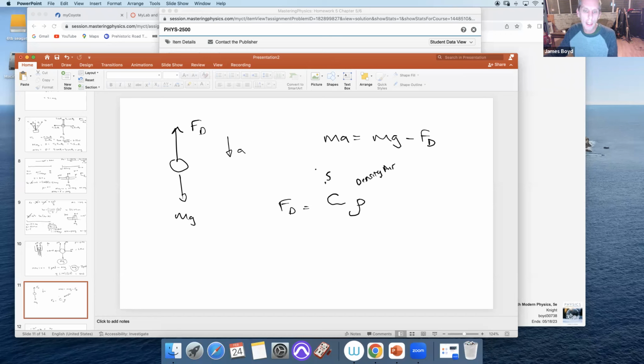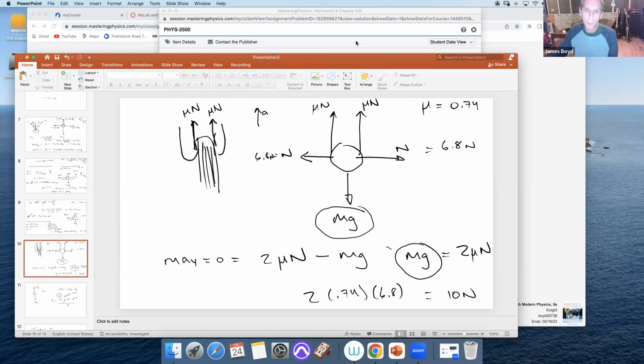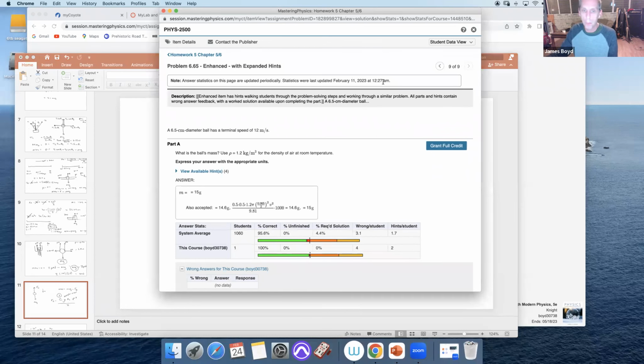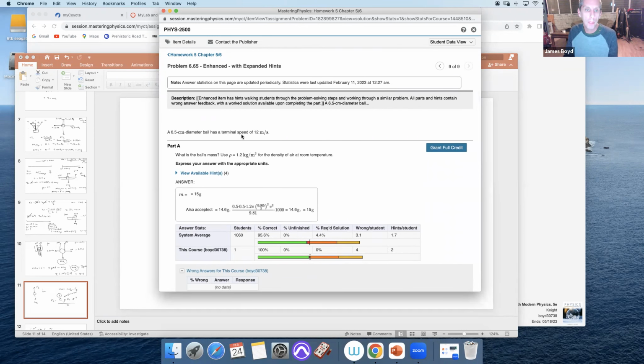This, I told you guys in class, to use a half. The density of air is 1.2 kilograms per meter cubed. Then the cross-sectional area, and finally, v squared, and the whole thing is divided by 2. So this is the force of drag, one model for it. Now, if it has a terminal speed of 12, and it's a 6.5 centimeter ball.